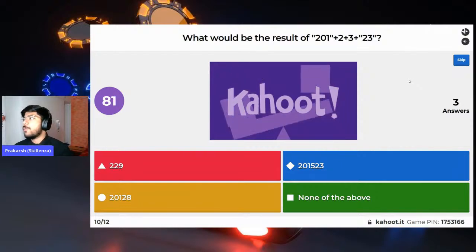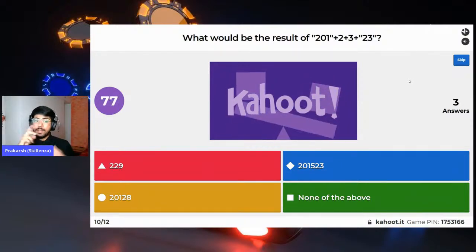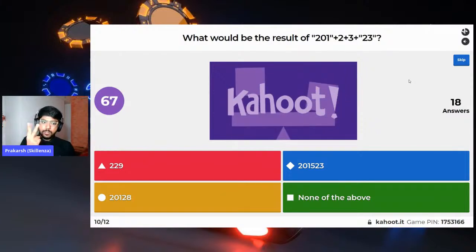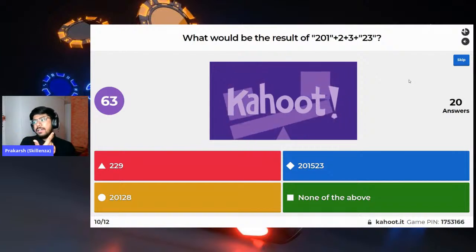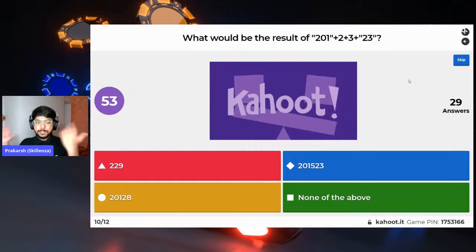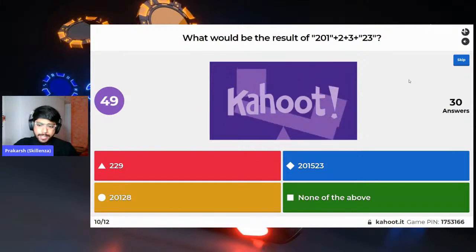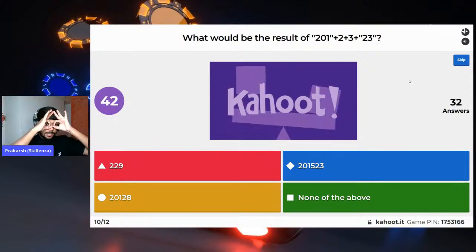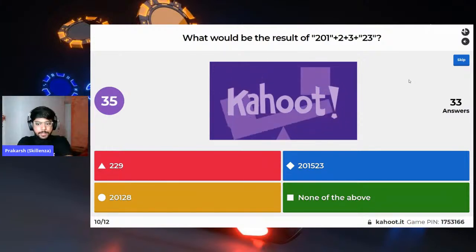What would be the result of 201 plus 2 plus 23 inside it? What would be the answer of this? Option A, 229, 201, 523, 201, 28. None of the above. If we show this to a kid, he'll be like, hey, it's so easy. I'll just do it right now. But this is the best property of JavaScript, that you don't know what you don't know. This is with coding, right? You don't know what you don't know.